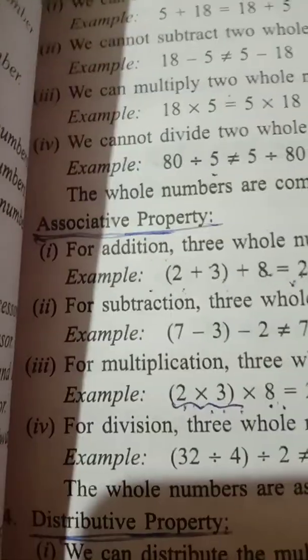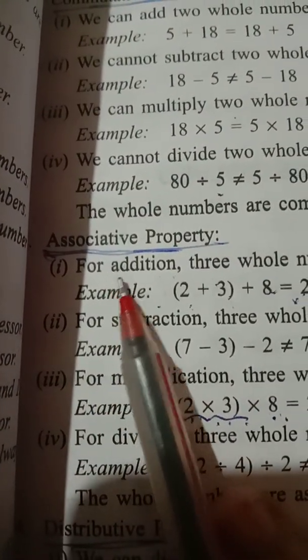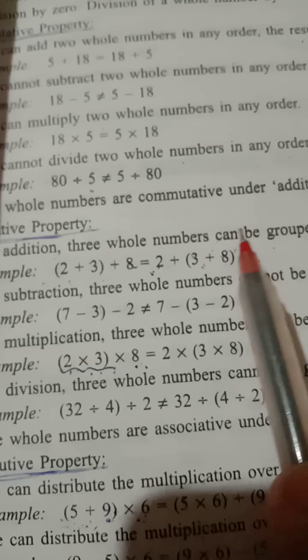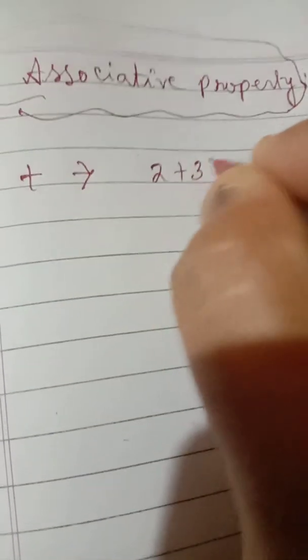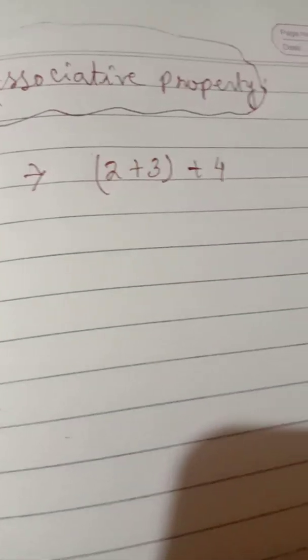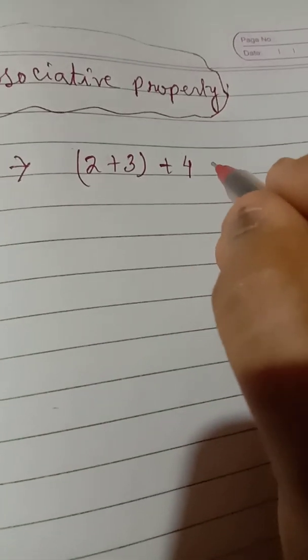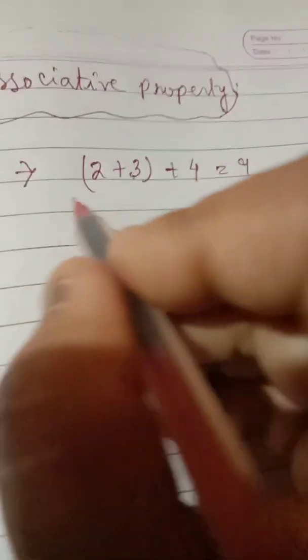What we will see in case of addition. Look over here. Associative property for addition: three whole numbers can be grouped in any manner. Here we need 3 digits or more than 3 digits. Suppose the example is 2 plus 3 plus 4. We'll get the answer: 2 plus 3 is 5, plus 4 is 9.